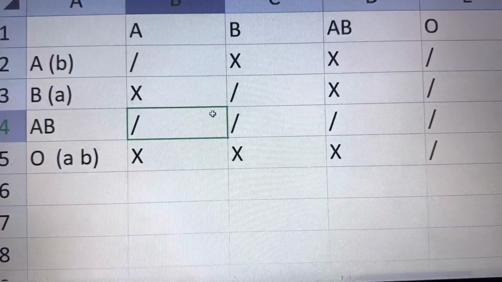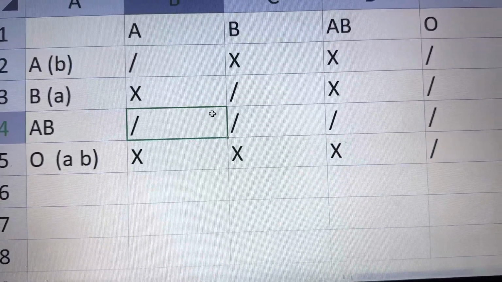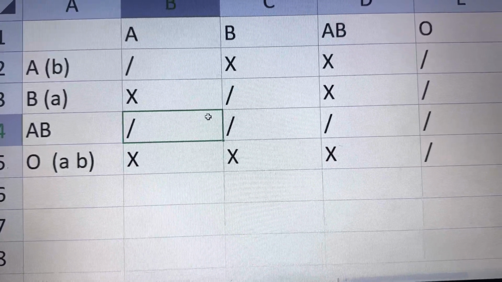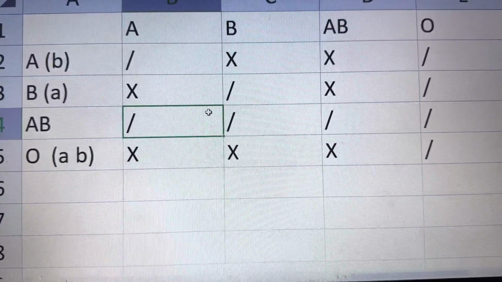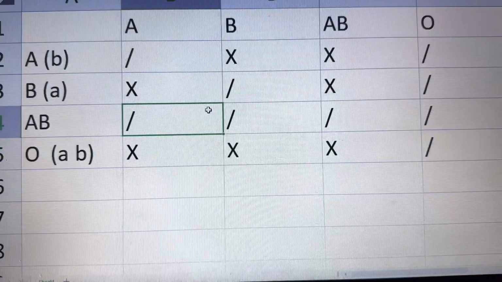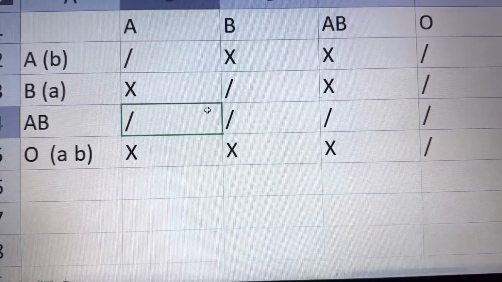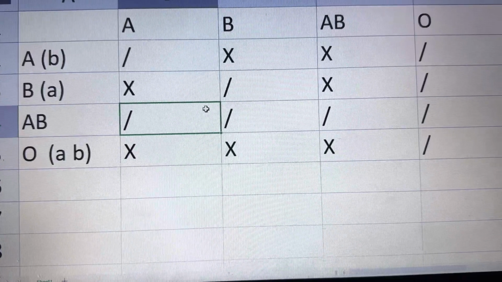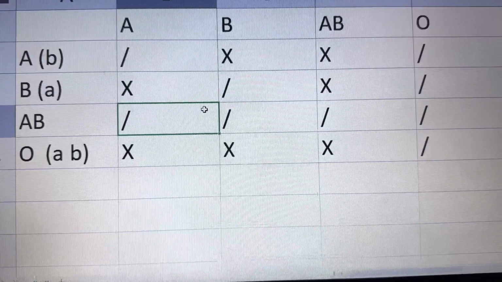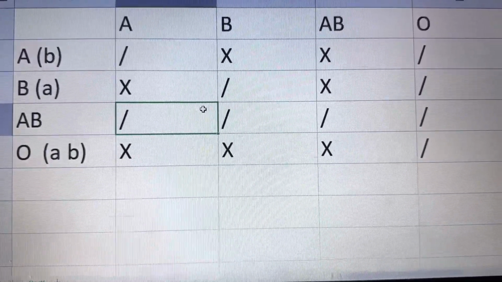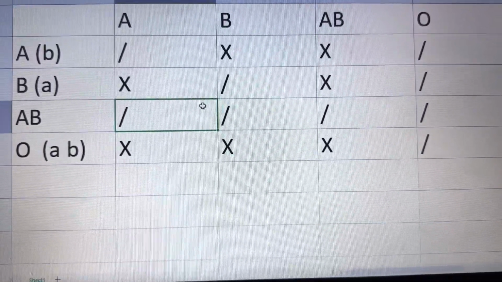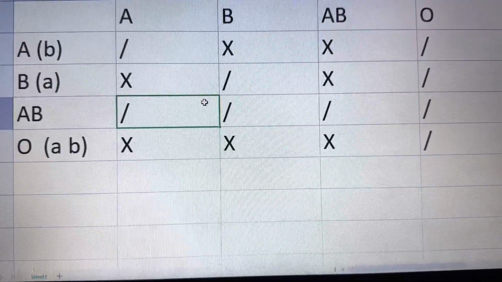Okay, now let's take a donor with blood group AB and a recipient with blood group B. Here we find again that the transfusion will not be successful. Why am I saying that? We find that the donor with AB blood group has the A antigen that corresponds to the A antibody in the recipient with blood group B.